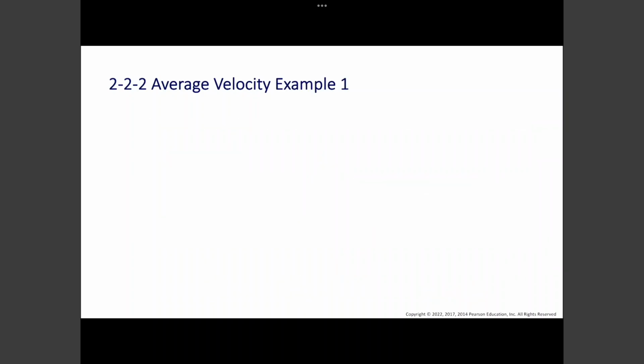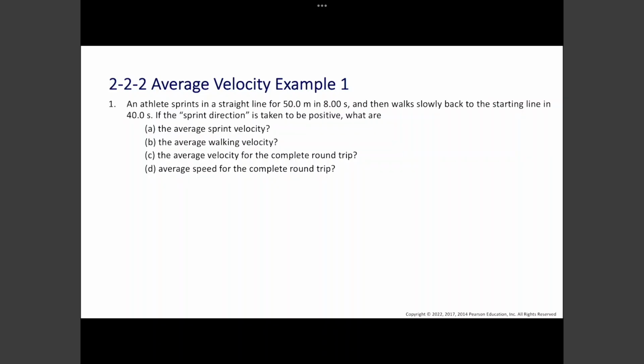Now let's look at an example of average velocity. An athlete sprints in a straight line for 50.0 meters in 8.00 seconds and then walks slowly back to the starting line in 40.0 seconds. If the sprint direction is taken to be positive, we are asked to find the average sprint velocity, average walking velocity, and the average velocity for the complete round trip, and average speed for the complete round trip.